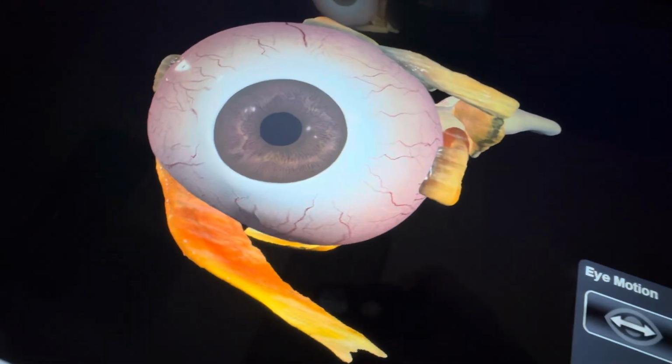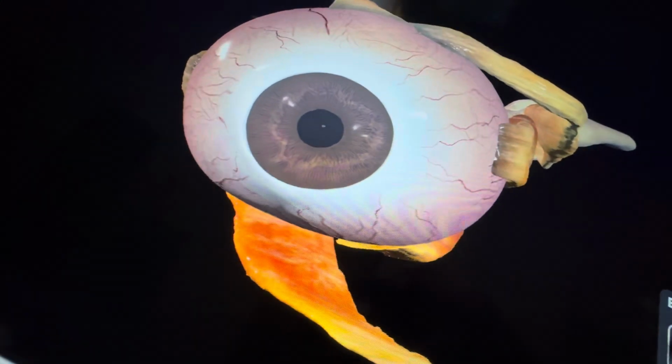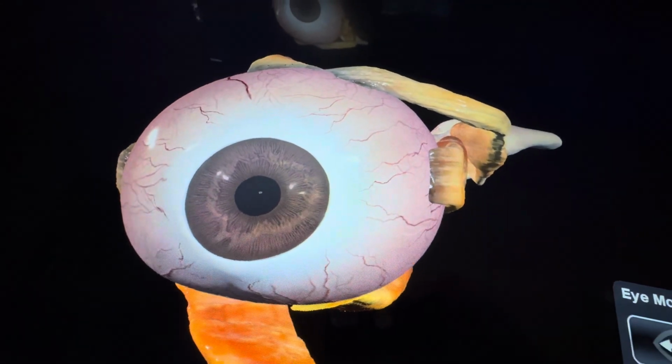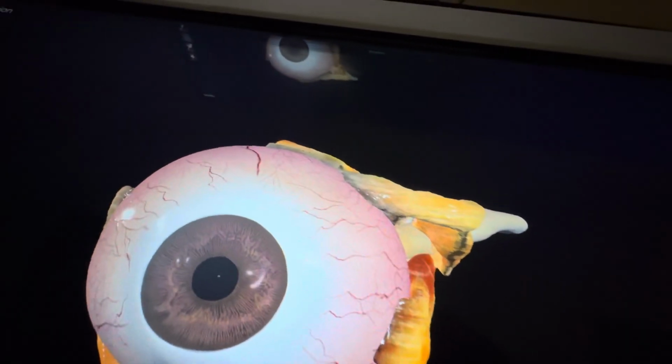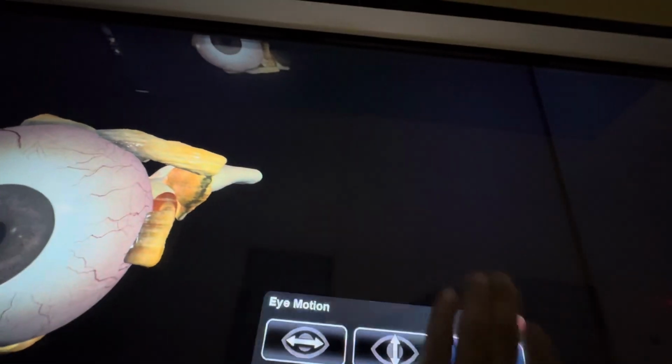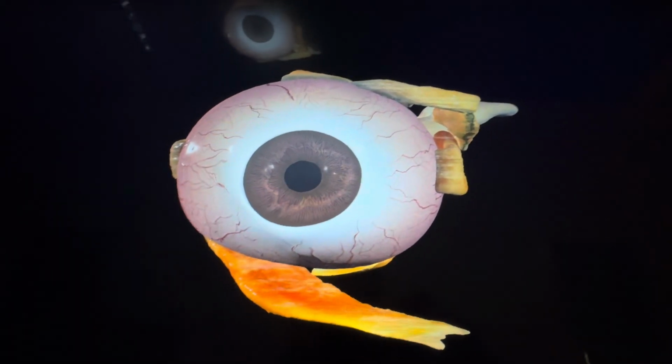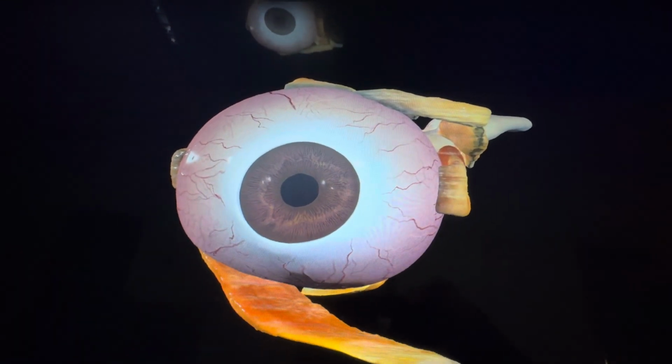The inferior oblique, you see how it rolls my eye down and to the right, which is my right eye. And then my superior oblique is going to roll my eye up and to the right. So you need to know your extraocular muscles and identify your extraocular muscles. That's also for the eye.